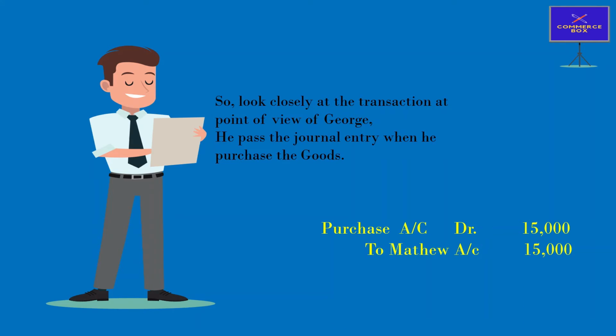If we look at the first journal entry when we purchase the goods, the entry looks like this. You see on your screen: purchase account debit rupees 15,000, to Matthew account credit rupees 15,000. On the other hand, Mr. Matthew in his books of account enters the entry when he made the sales to George: George's account debit rupees 15,000, to sales account rupees 15,000, and he increased his debtors by rupees 15,000.